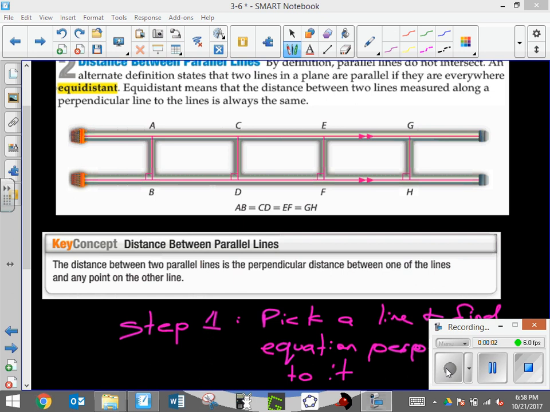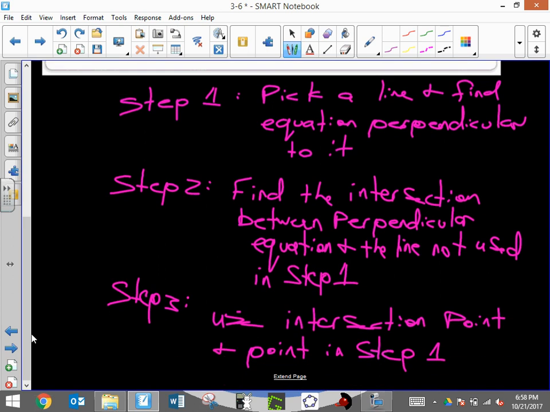Okay, the next thing we're going to do is find the distance between two parallel lines. If I look at this up here, all of these distances, AB, CD, EF, and GH, are all equal to each other. So it doesn't matter where you're at, just as long as you are perpendicular between both parallel lines.